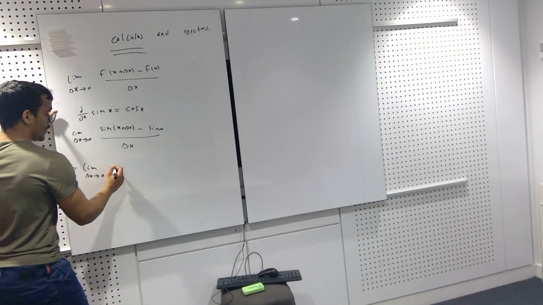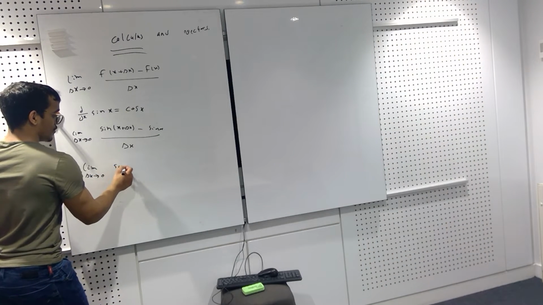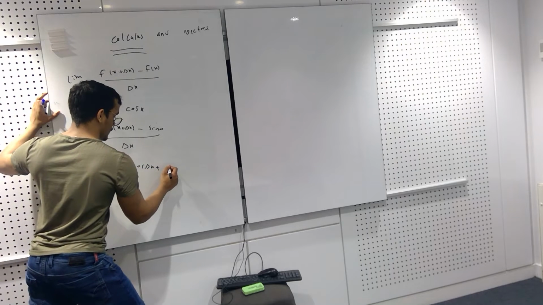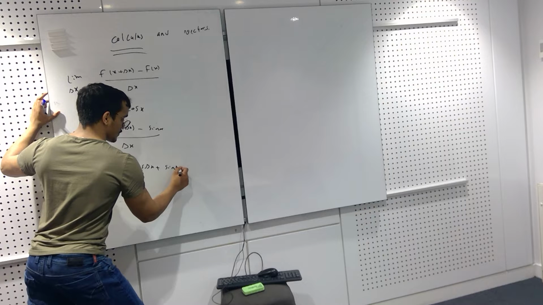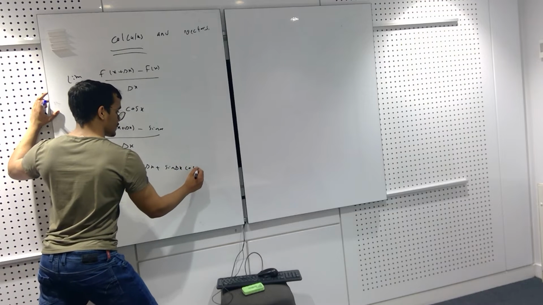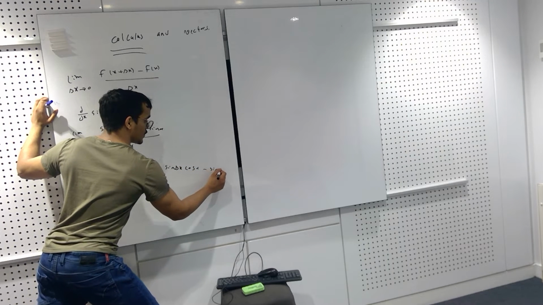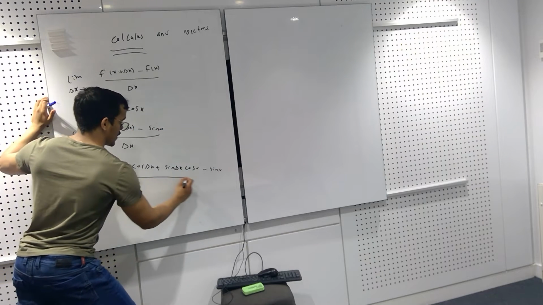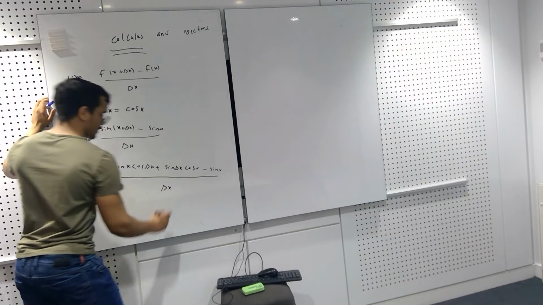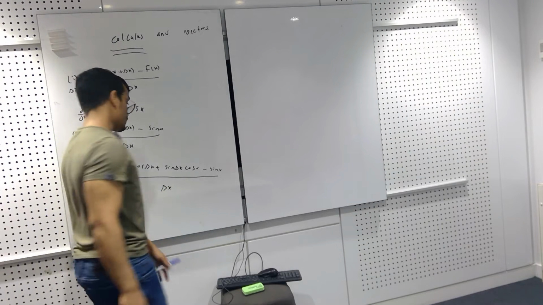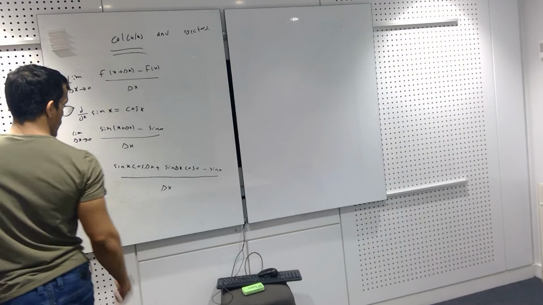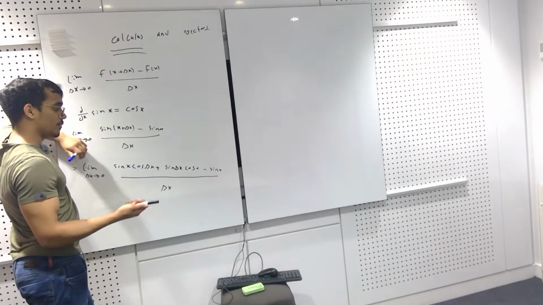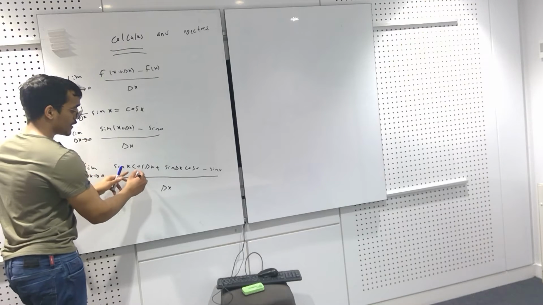So you can use the angle addition formula. It will be sine of x cosine of delta x plus sine of delta x cosine of x, minus sine of x, and the whole thing is divided by delta x. Now we notice something: cosine of delta x for a small angle will be just 1.